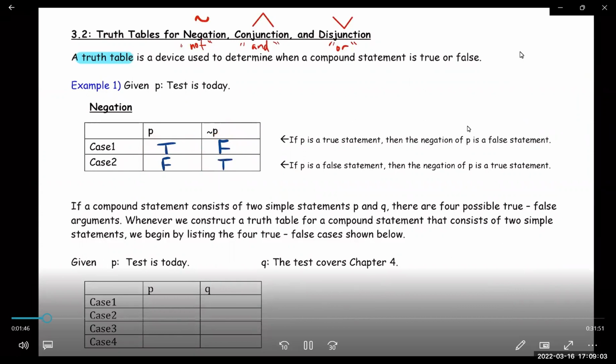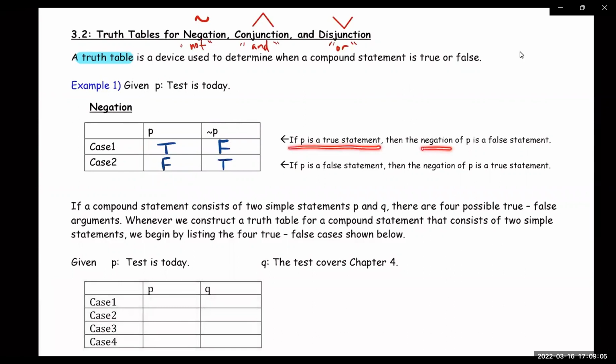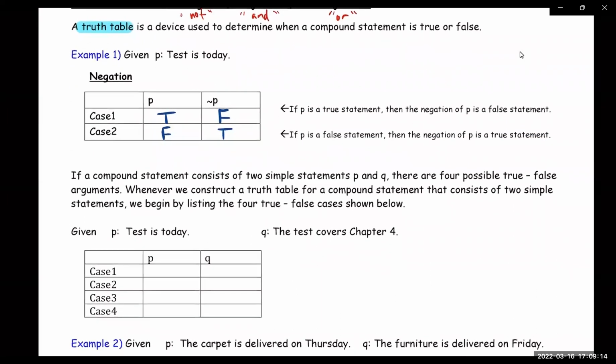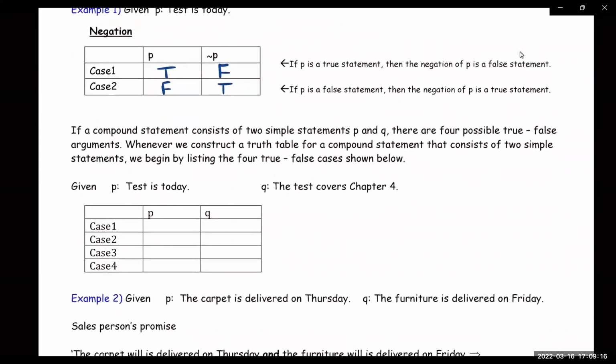All right, so it says here, if P is a true statement, then the negation of P is false. If P is a false statement, then the negation of P is true. All right, so it's just the opposite. Let's see what they say next.